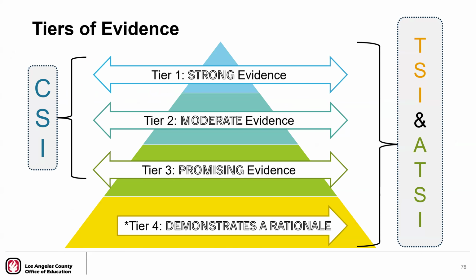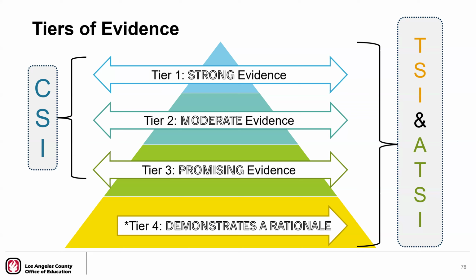In each of the tiers, the evidence has been produced through formal studies and research. And depending on the type of study, a specific level of evidence is produced. And so the tiers are distinguished as such. Tier 1 is strong evidence, Tier 2 moderate, Tier 3 promising evidence, and Tier 4 demonstrates a rationale. The ESSA tiers of evidence provide districts and schools with a framework for determining which programs, practices, strategies, and interventions work and in which context and for which students.